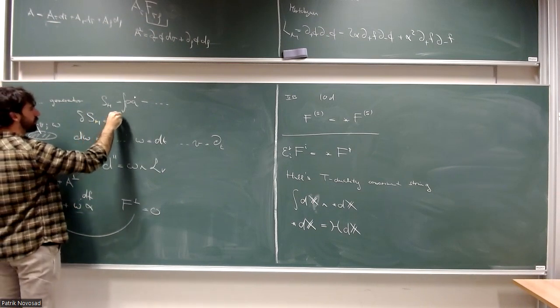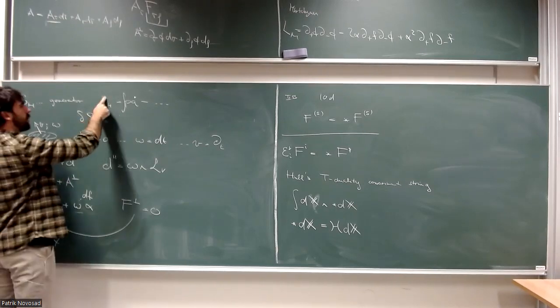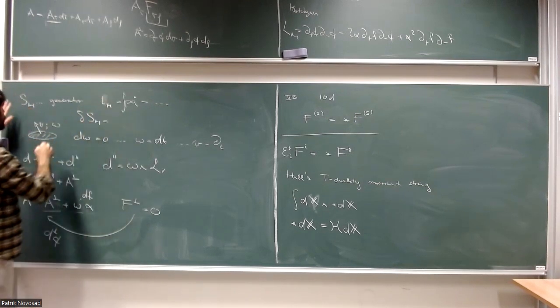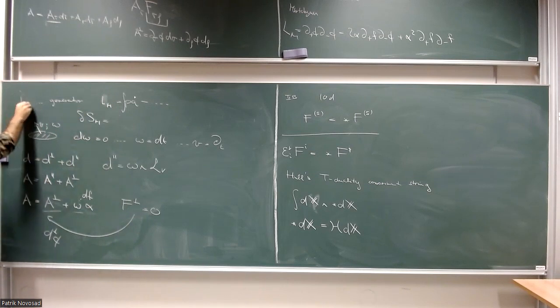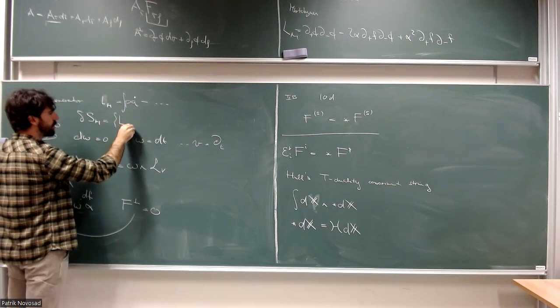You're integrating over all three-dimensional space or just over two-dimensional slices? Well, then it's SL, not SL, but L. If you're not integrating over time, you mean LH? Yeah, you should call it LH, right? Yeah. So that will generate the symmetry.